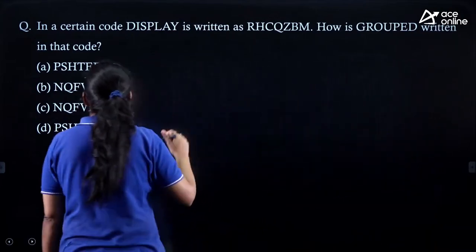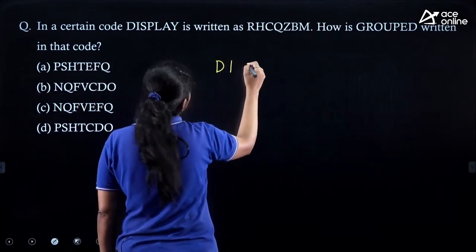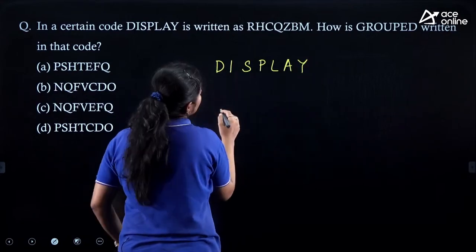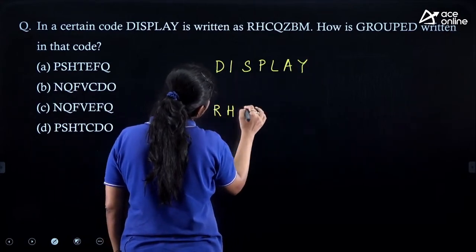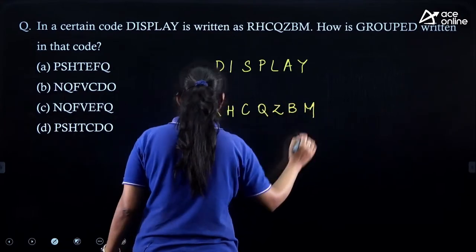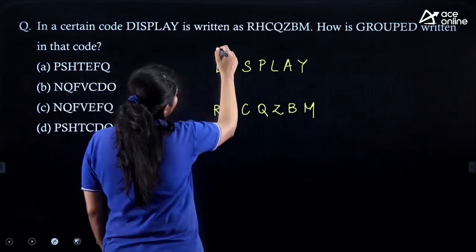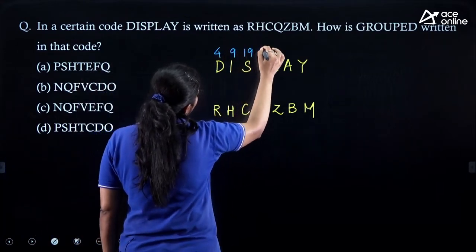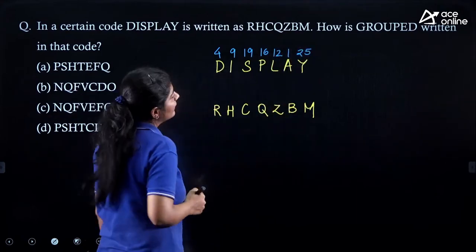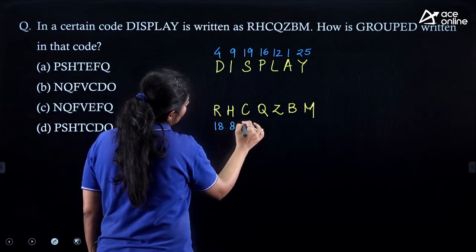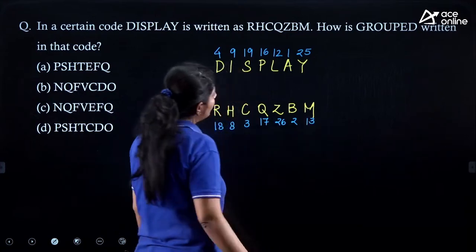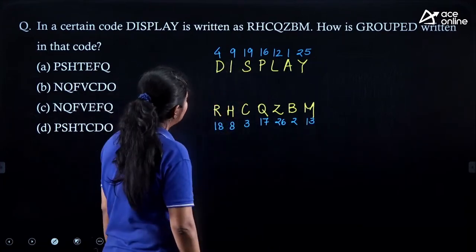Let's try to figure out what logic we have applied over here. Display. The code is R H C Q Z B M, right? So what logic do you see here? 4, 9, 19, 16, 12, 1 and 25, right? These are the associated numbers. 18, 8, 3, 17, 26, 2, 13. These are the associated numbers of these codes.